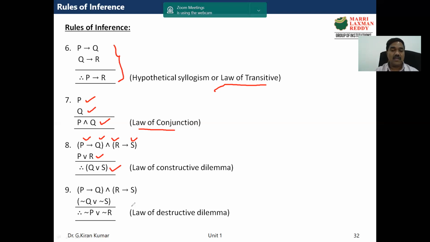Okay. Similarly, the law of destructive dilemma. P implies Q and R implies S. This premise is the same as the first premise in the eighth rule. P implies Q and R implies S. Then negation of Q or negation of S. Therefore, we are arguing negation of P or negation of R.